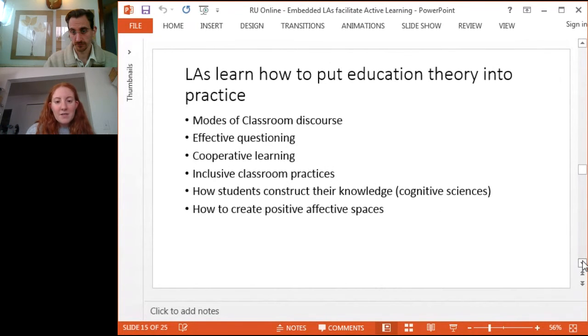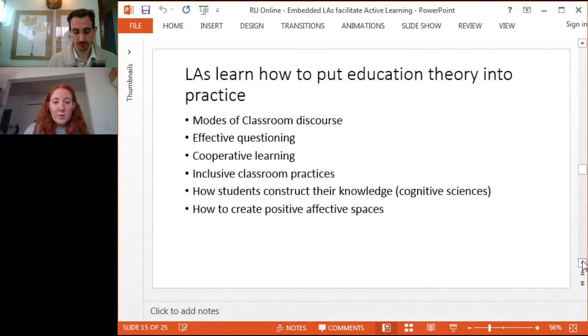So a lot of the different topics that are covered and that the LAs engage with are different modes of classroom discourse. So figuring out what are the best ways to engage their students and interact with them through discussion, through effective questioning. We spend a lot of time also on discussing what does cooperative learning look like? How do we effectively engage our students for working in small groups, or if they're in a larger lecture, or if they're working in recitation.